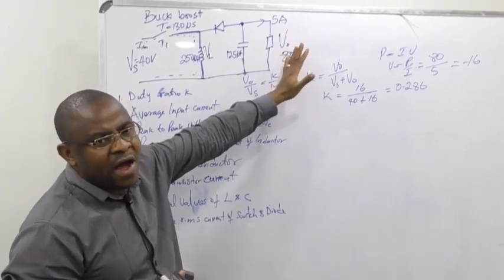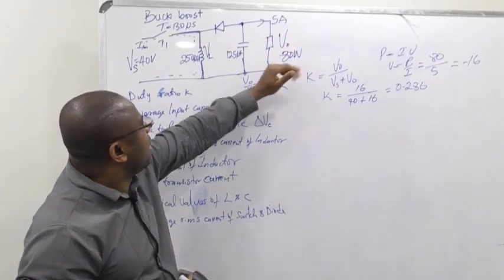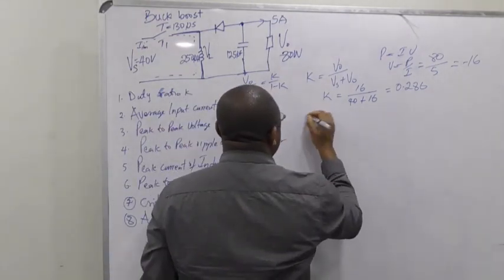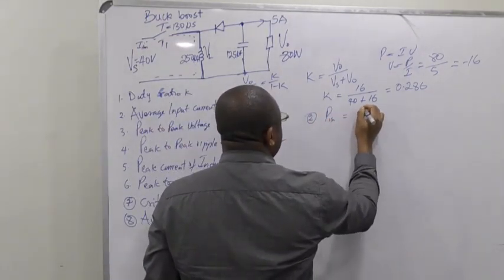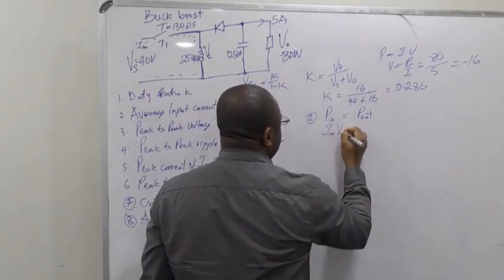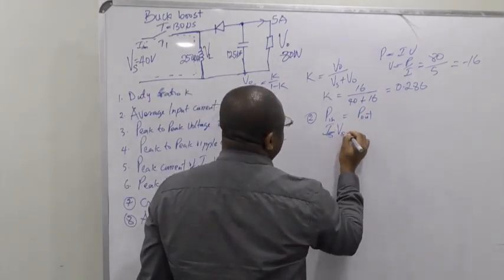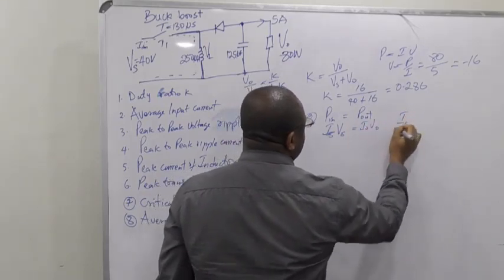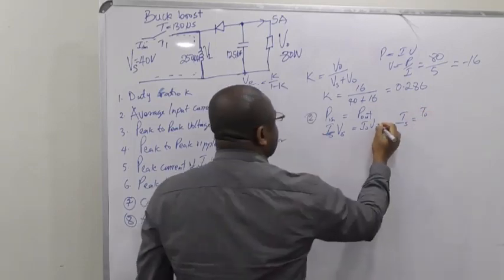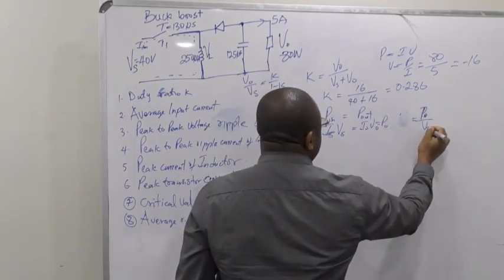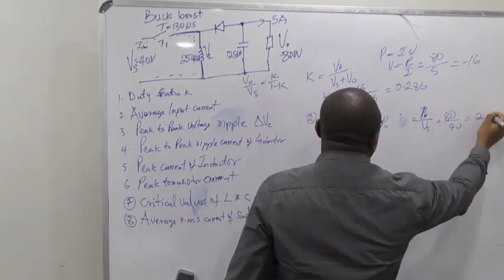So now, average input current. Since we have the power out here, you can have power in. So number 2, P in equals P out. So that we have I in, V in, that is IS, Vs equals IO, VO. So that I source with IO, that is PO, so we'll have PO divided by VS. Divide by 40, so we'll get that.